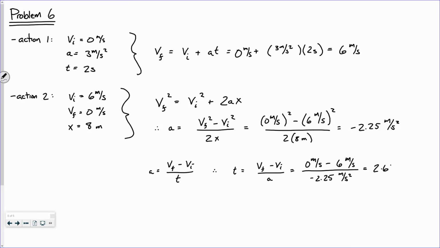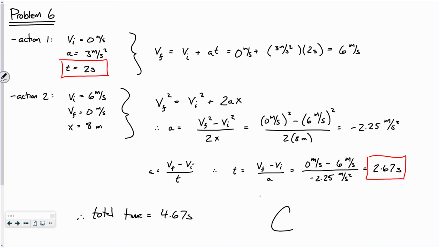2.67. So what's the answer? Say it again. 4.67, because this is how much time it took for action 1 to happen, the 2 seconds. This is how much time it took for action 2 to occur. So total time is 4.67 seconds.